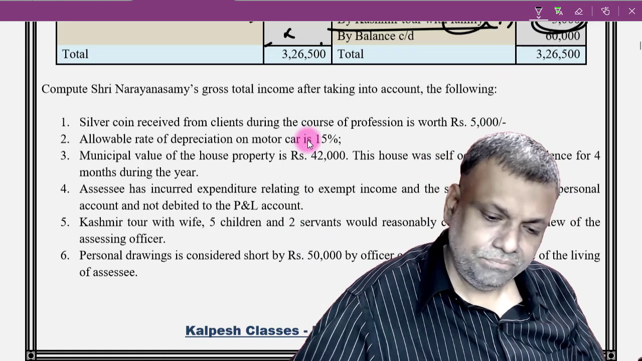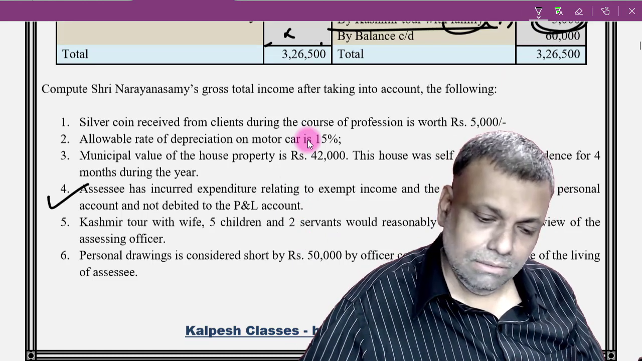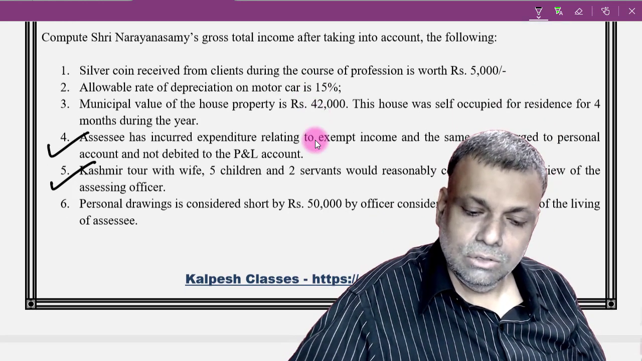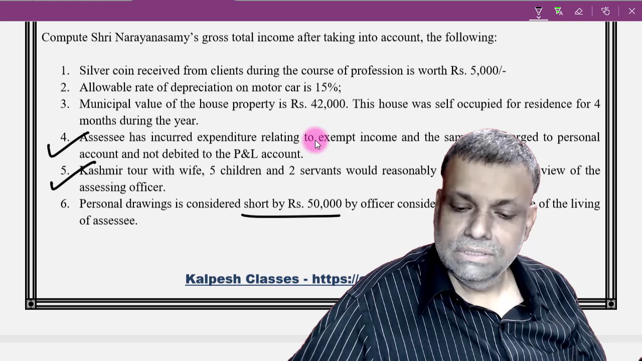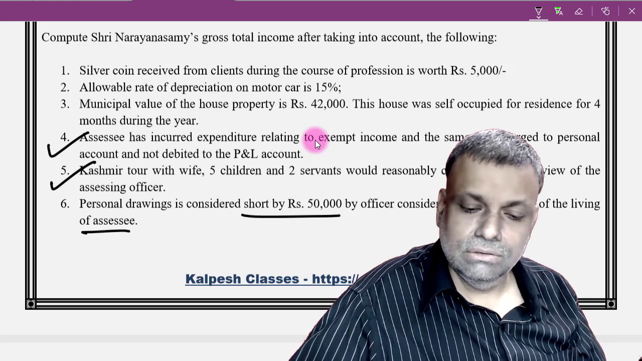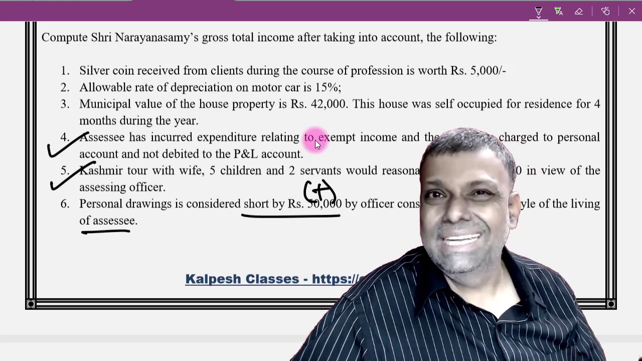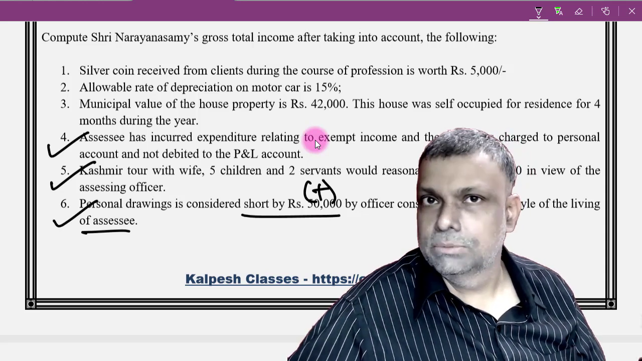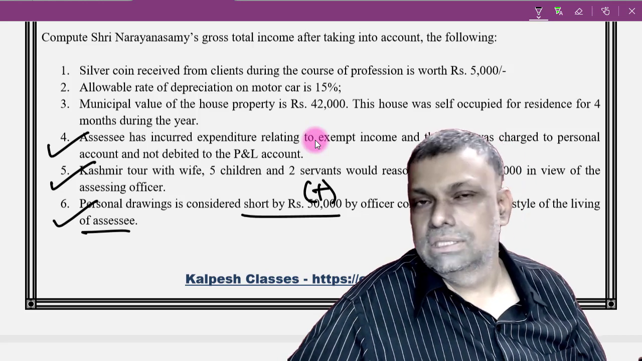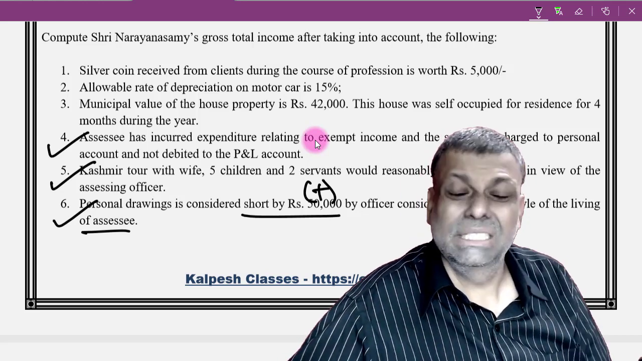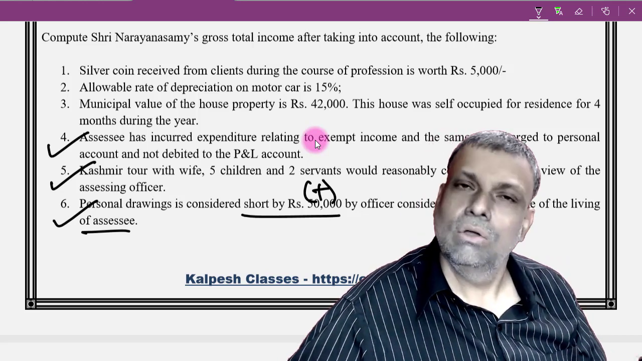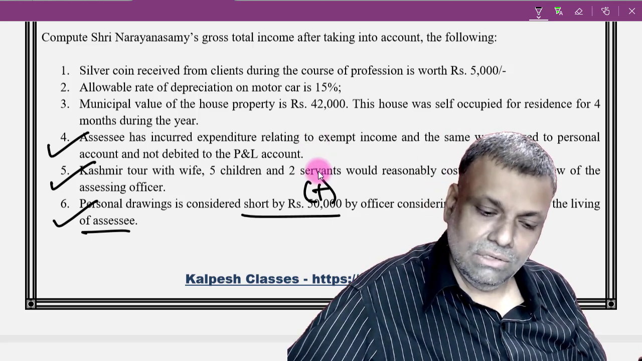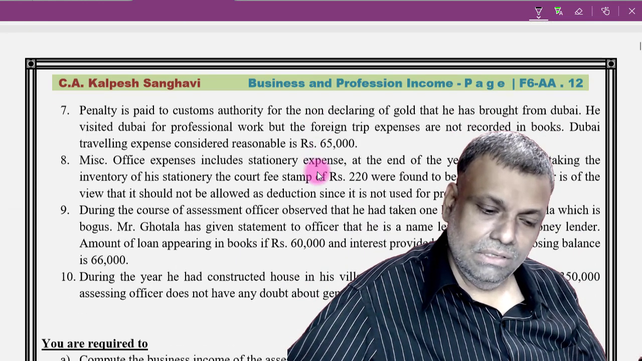Okay, so point number 5 is already answered. Personal drawings is considered to be short by 50,000, the officer considering the status and style of living. So this is basically your addition on reasonable grounds. Courts have always said that this is permitted. You cannot say that this is hypothetical or presumptive. No, nothing of that sort. On a reasonable ground, such additions can be easily made by the officer. So there is nothing wrong. So add 50,000.